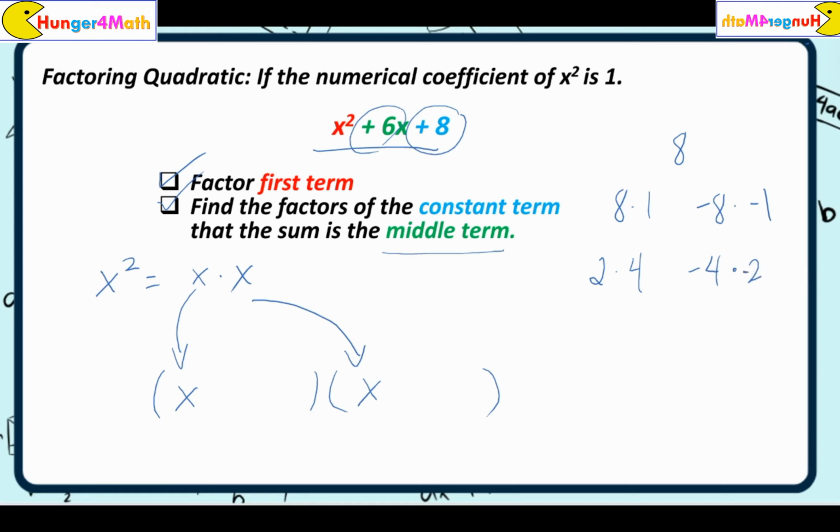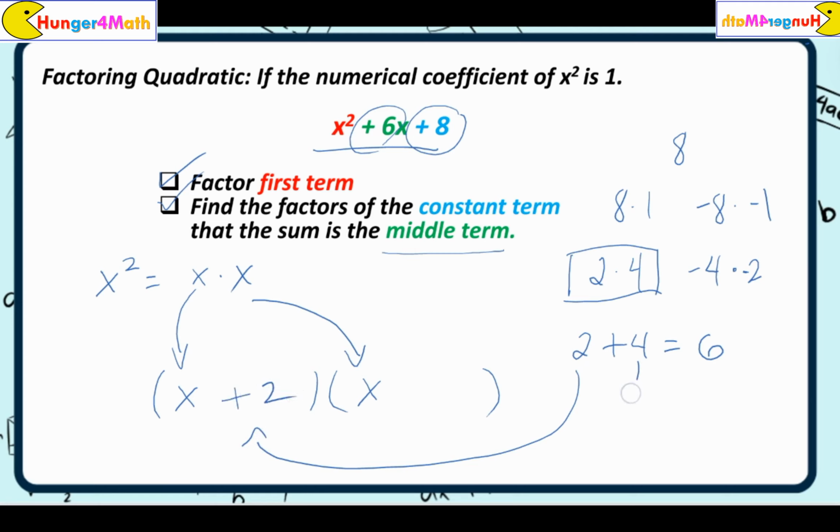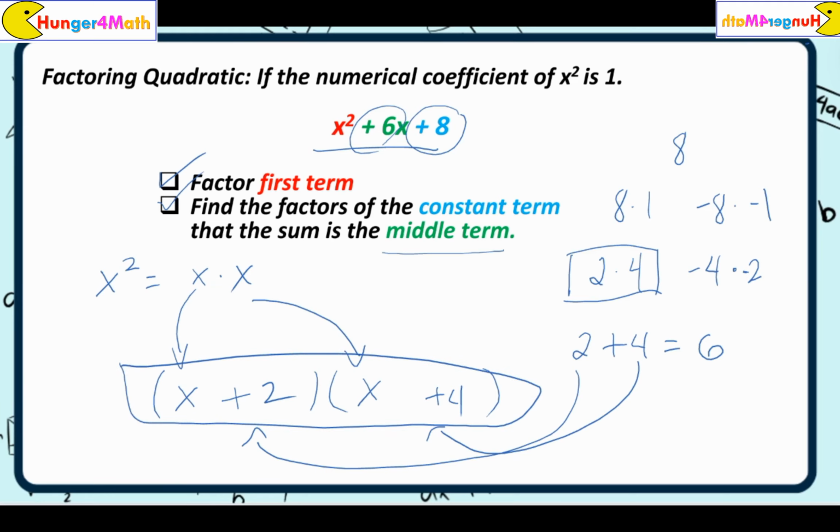Now only one here that the sum will be the middle term, and that is 2 times 4, because if we add 2 plus 4, that is equal to 6. The rest of the factors will give you a different answer. So here we can put the plus 2, and here we can put the plus 4. Now you can also interchange the position of 4 and 2. It's still the same. So this will be our answer for the first example.